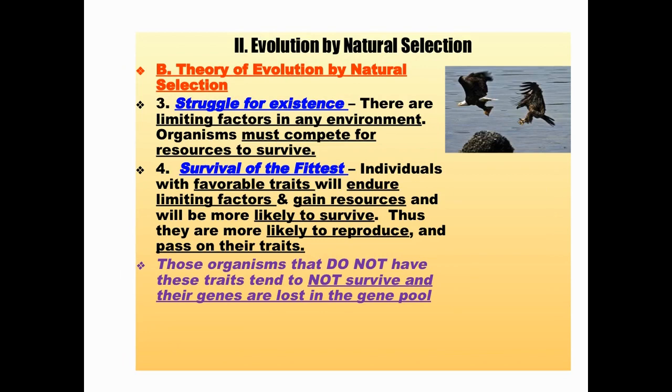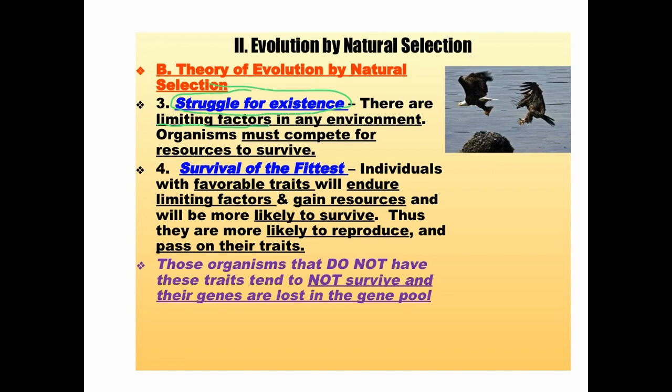And the next 2 of Darwin's principles of evolution by natural selection, he determined that in the wild it is a struggle for existence. Like I was saying on the last slide. There are limiting factors. This was a long time ago we did ecology, but limiting factors are anything that control the size of a population. So the amount of food, the amount of water, the amount of space, predators. Those are all things that limit the size of a population.